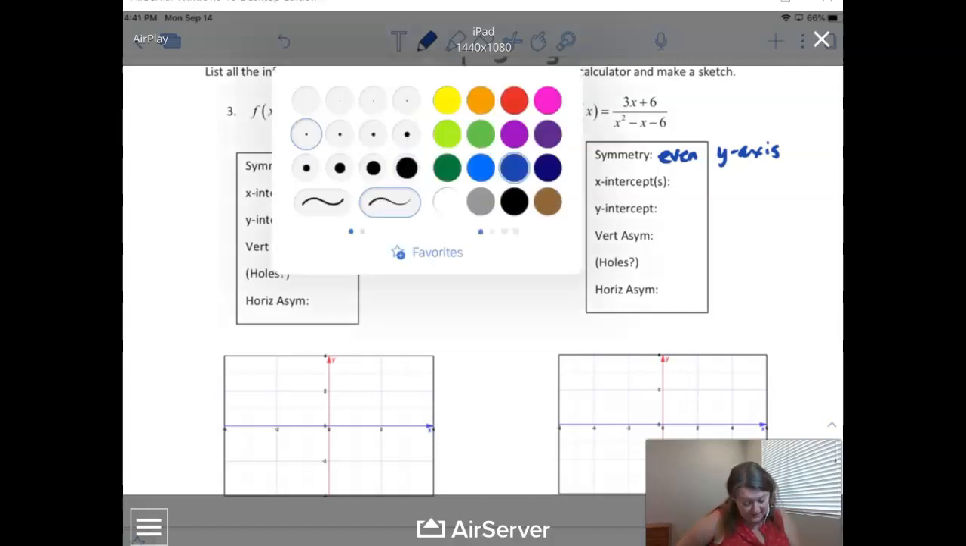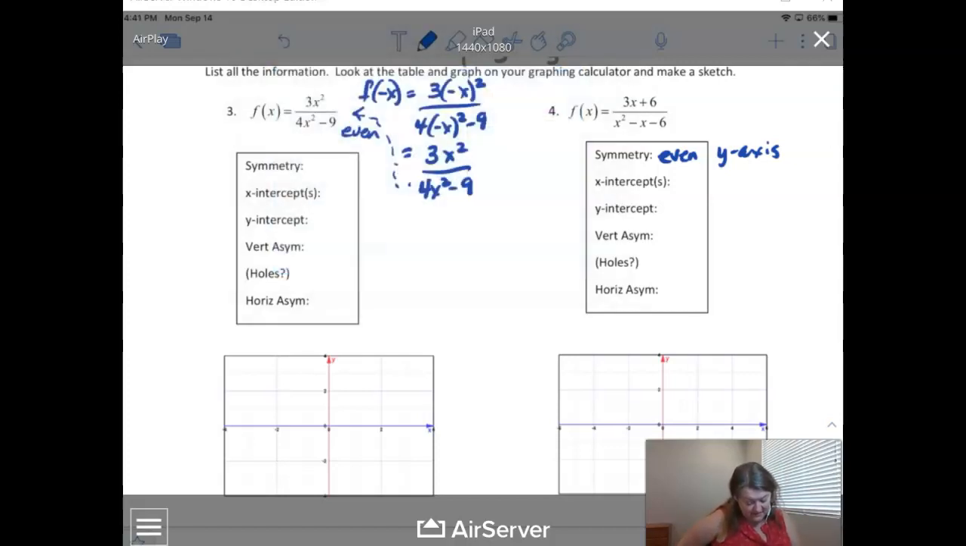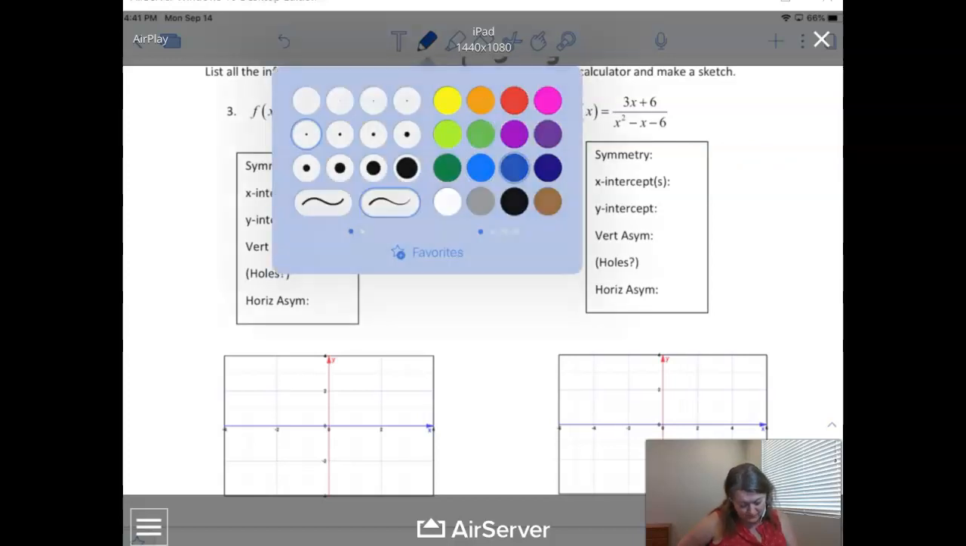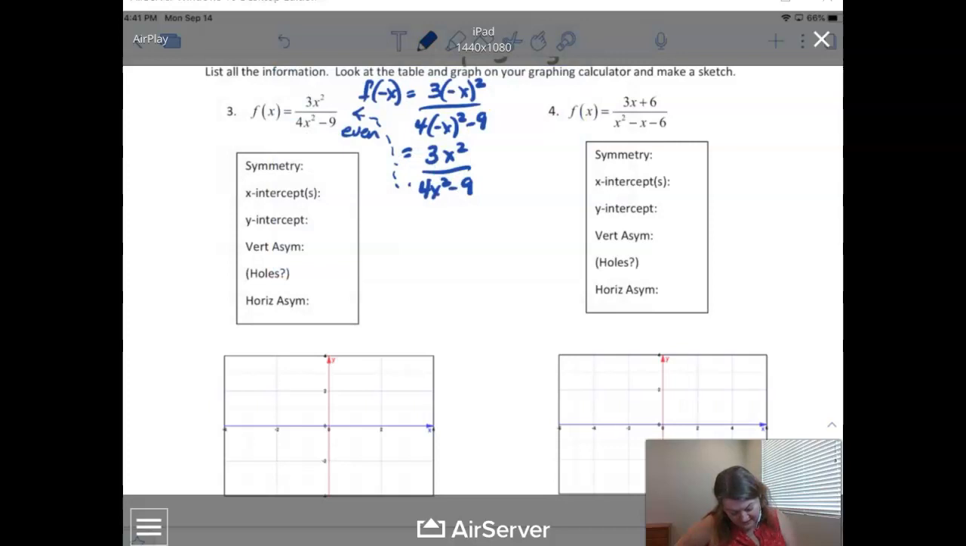So continuing from there then, we have x-intercepts. We find x-intercepts. Whoa, I wrote that in the wrong place. Let me go fix that. She gave me so much room for the other ones. All right. So we have even, which is y-axis symmetry.